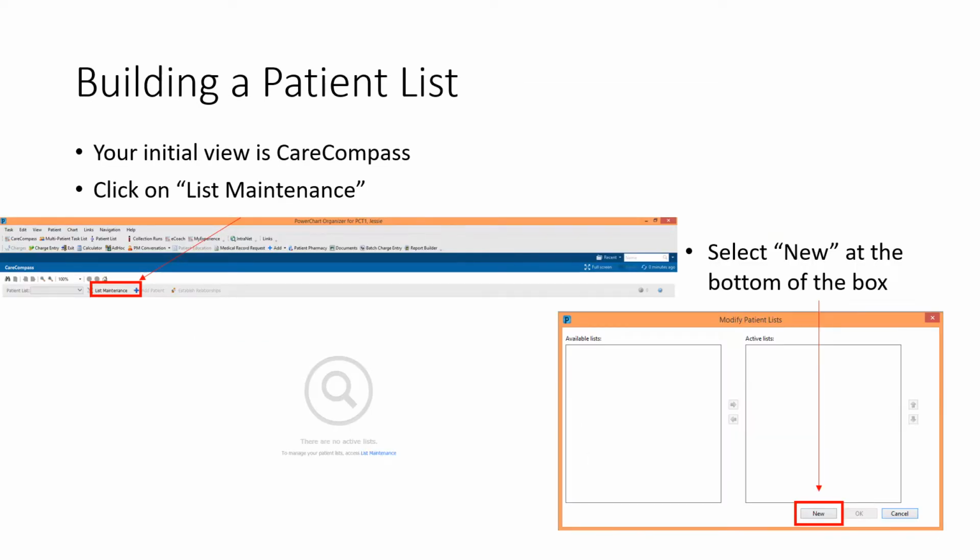Once you've logged in, you'll see this blank screen essentially, and this is what we call Care Compass. The first thing that we'll need to do is build a patient list. You'll do this by selecting List Maintenance. You'll see it in the red box. This window will open and you will select New at the bottom of the box.